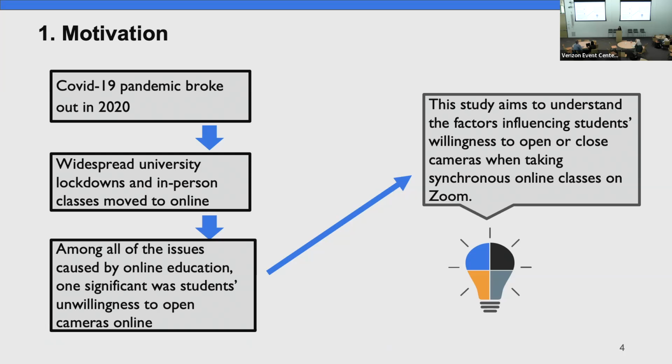Right now they cannot rely on the nonverbal cues to evaluate whether the students understand their teaching or not. So in this study, we aim to understand the factors that influence students' camera use when they were taking synchronous online classes on Zoom.